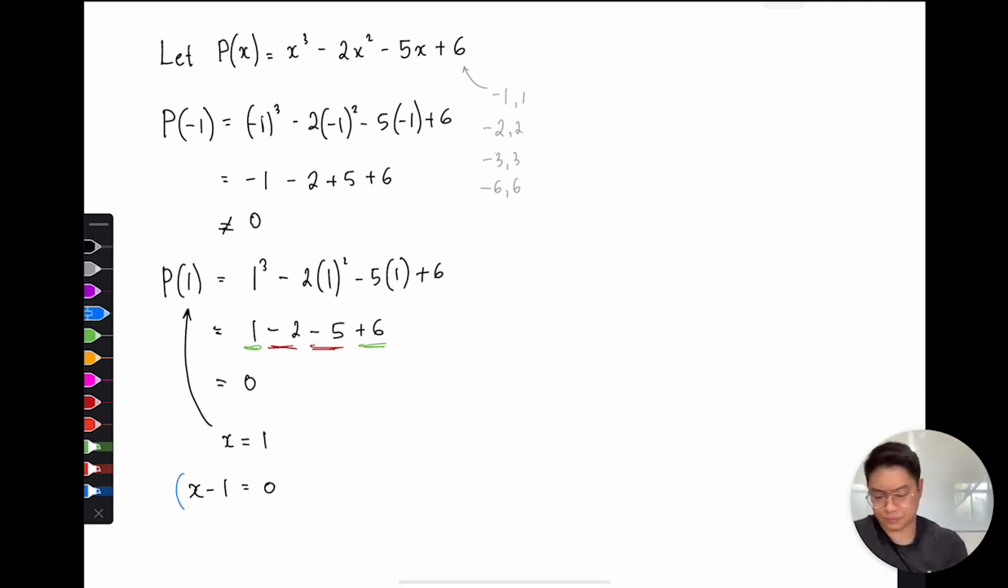This here is a factor of our expression here, of p of x. So we're saying that x minus 1 is a factor, since it has no remainder, since the remainder here is 0. So by the remainder factor theorem, the remainder is equal to 0.